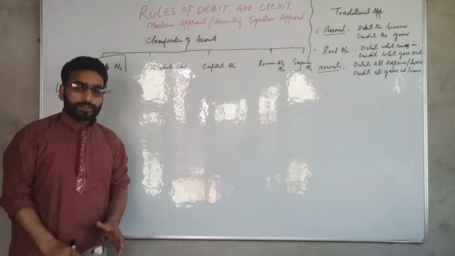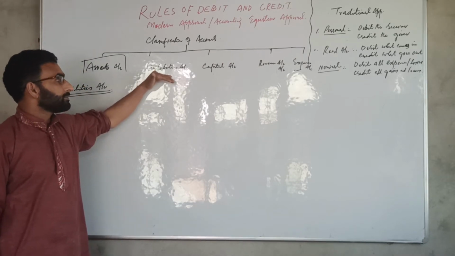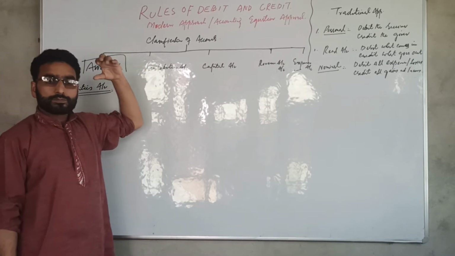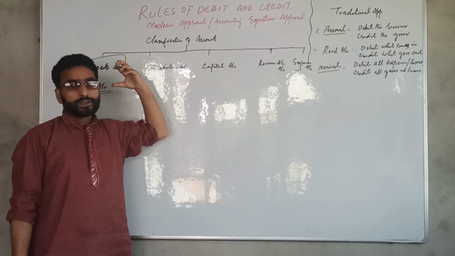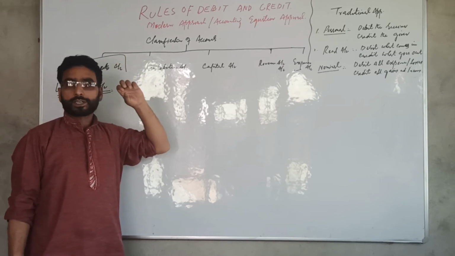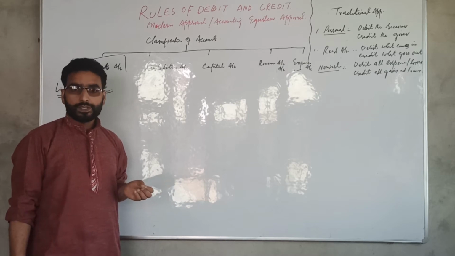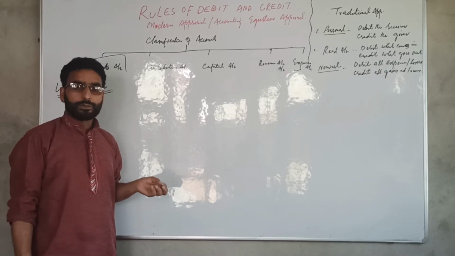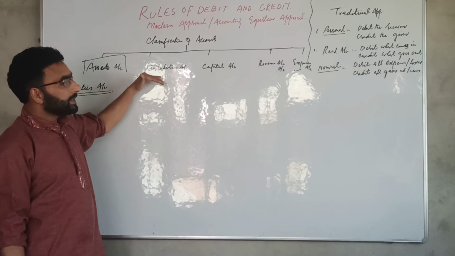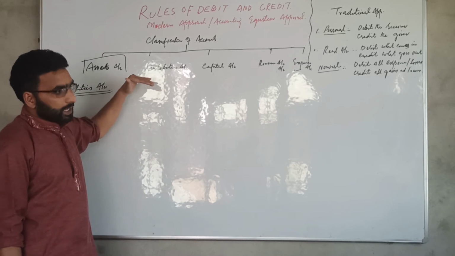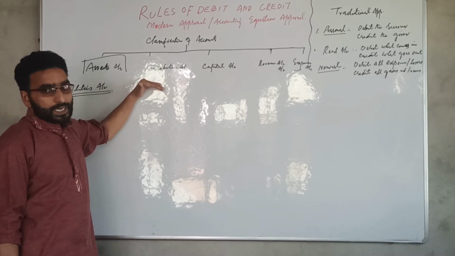Another category is liabilities. A business has to do many transactions for which it has to clear credits, it has to borrow money, it has to borrow goods on credit basis. For this, liabilities accounts arise. So what are the liabilities accounts here?